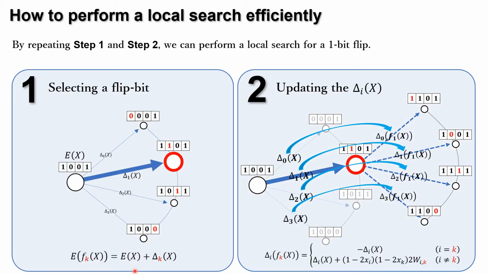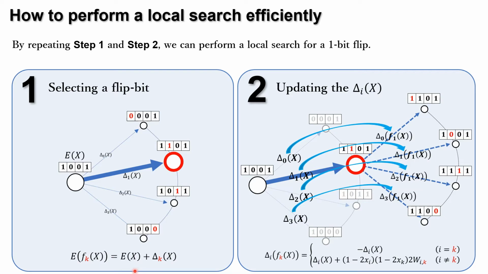So a local search in QUBO can be performed efficiently by repeating step 1 and step 2. In step 1, we select a flip bit in some way and evaluating the objective function. In step 2, we update each delta using the incremental computation technique.